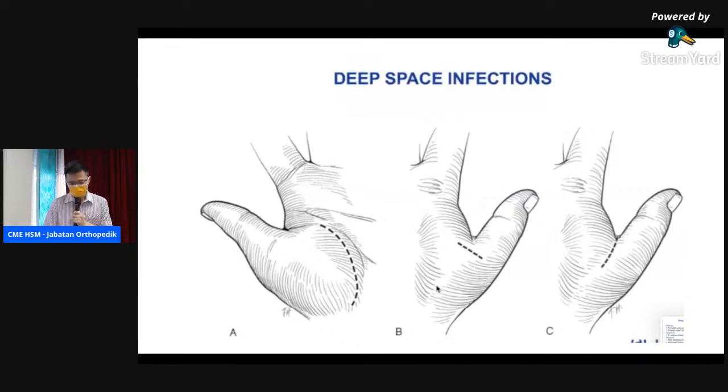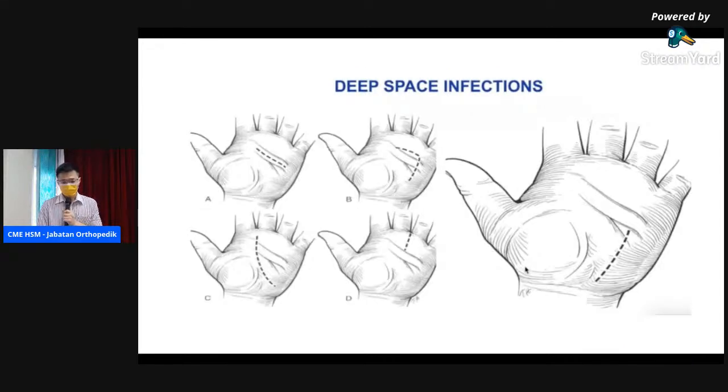Okay, so the treatment principle is also the same. Early surgical debridement and drainage. Keep the wound open to keep draining, keep dressing until the wound is healed. There are a number of ways to drain the infection. We always study the hand. There's no textbook way to do it. Every single infection is different. Every hand is different, as in all other cases in the medical field.